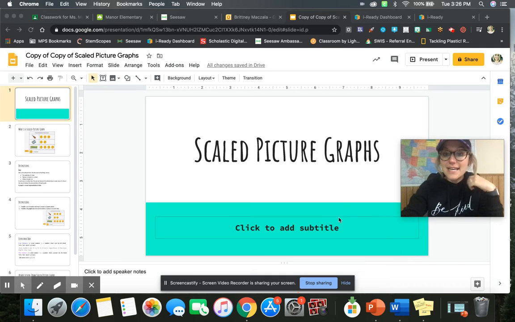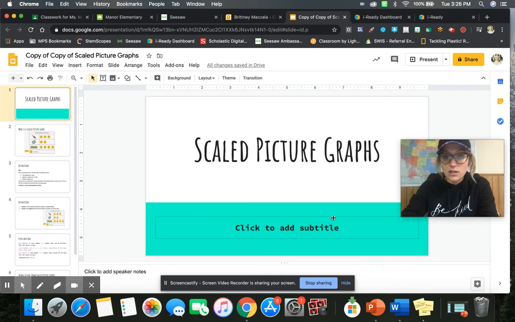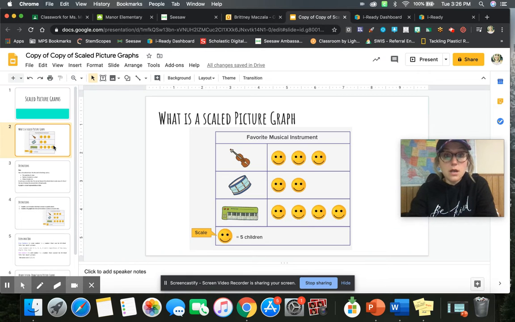Hey, you guys. Today we are going to be taking a look at scaled picture graphs. So, what is a scaled picture graph? Take a look at this example right here. Our title is favorite musical instrument, and we have the musical instruments on the side, and then smiley faces, a few different ones. It shows us our scale: a smiley face is equal to 5 children.